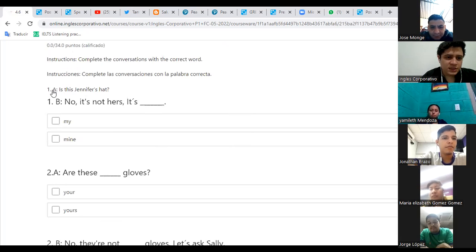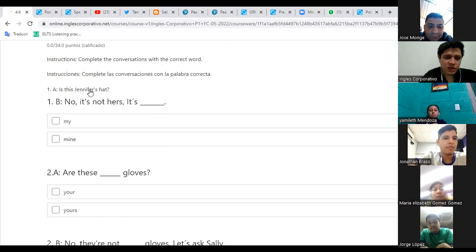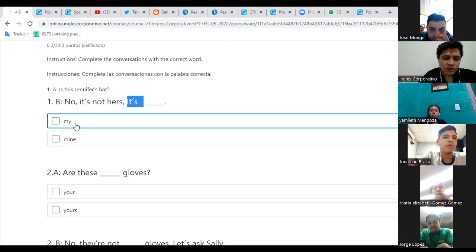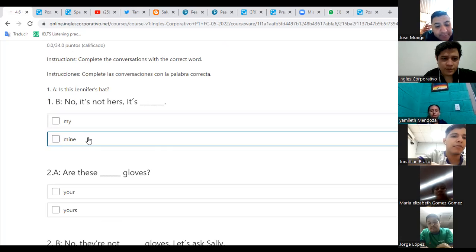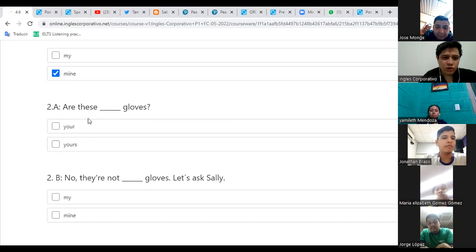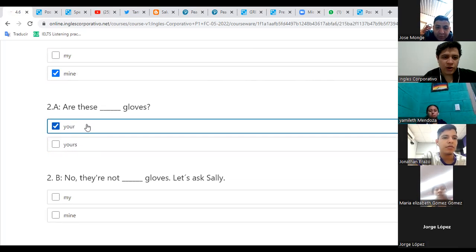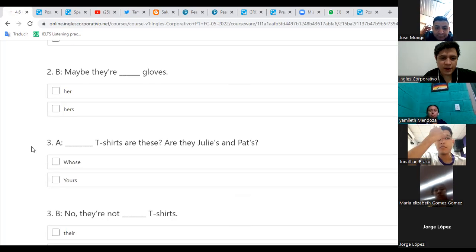So it's a conversation. Hey, is this Jennifer's hat? Hat, chicos, es sombrero, right? Is this Jennifer's hat? ¿Es este el sombrero de Jennifer? No, it's not hers. No es de ella. It's... ¿Cuál, chicos? ¿My o mine? Mine. Perfect. Very nice. Now we have this question. Are these your gloves or yours gloves? Your. Perfect. So, almost like this, okay? Así vamos a realizar este ejercicio.